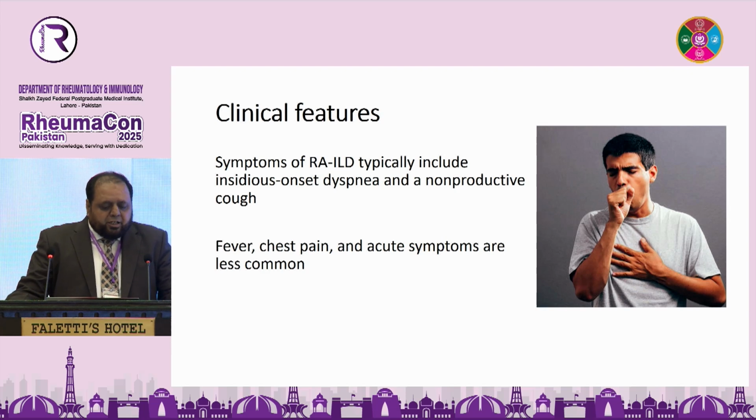Now, talking about the clinical presentation. Symptoms of rheumatoid arthritis-associated ILD typically include insidious onset of dyspnea and non-productive cough, while fever, chest pain, and acute symptoms are usually less common. They may occur when the patient is having an exacerbation, but usually these symptoms are less common.